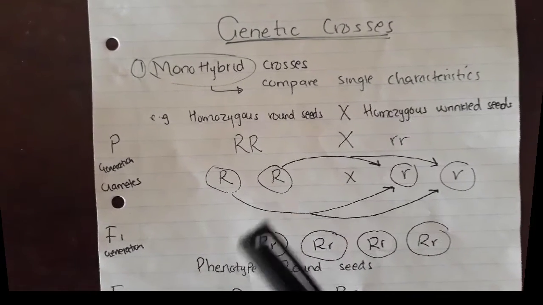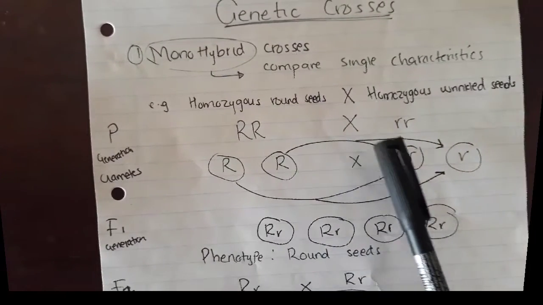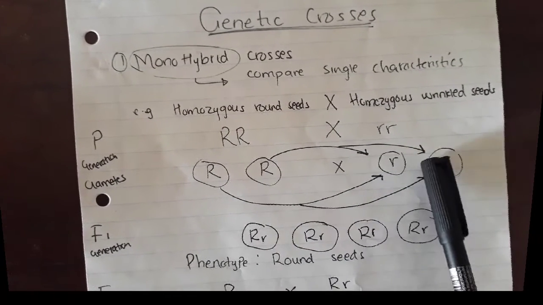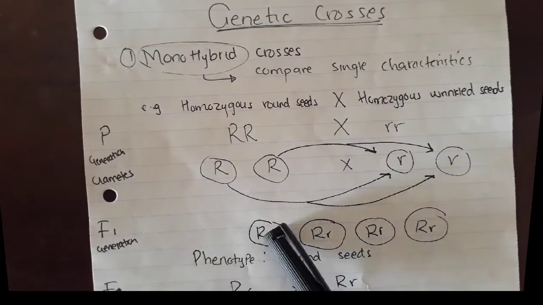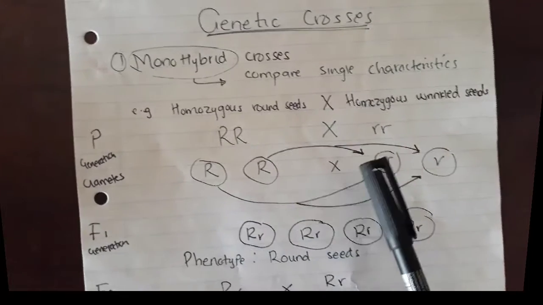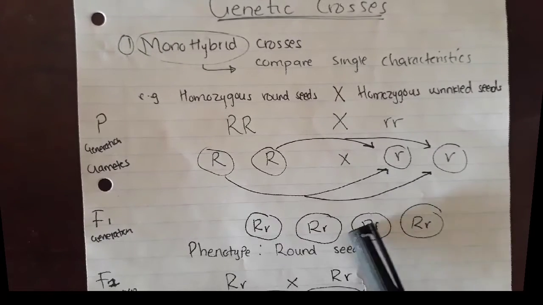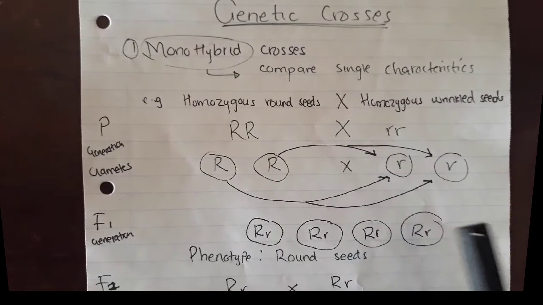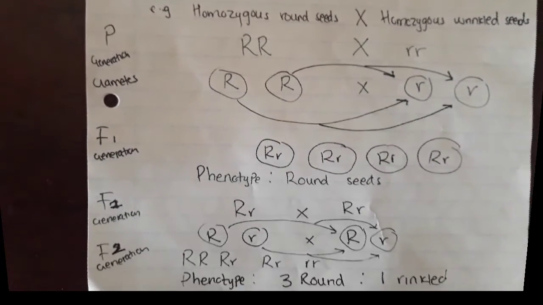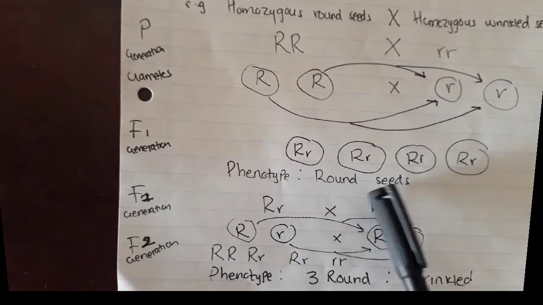So, for gametes, one allele of one parent will associate with two alleles of the other parent. Then the other allele will also associate with two alleles of the other parent. Then we get the F1 generation genotype. Since the genotype is capital letter R and small letter r for all the generation, the phenotype will be round seeds.